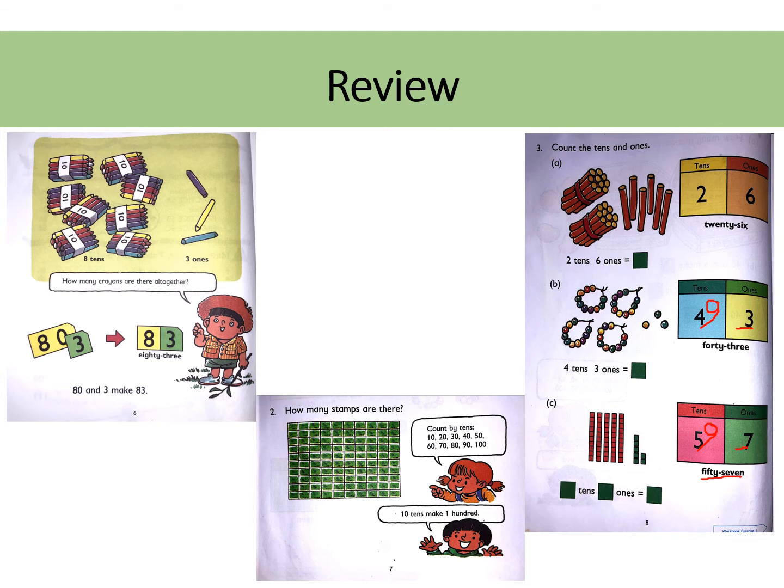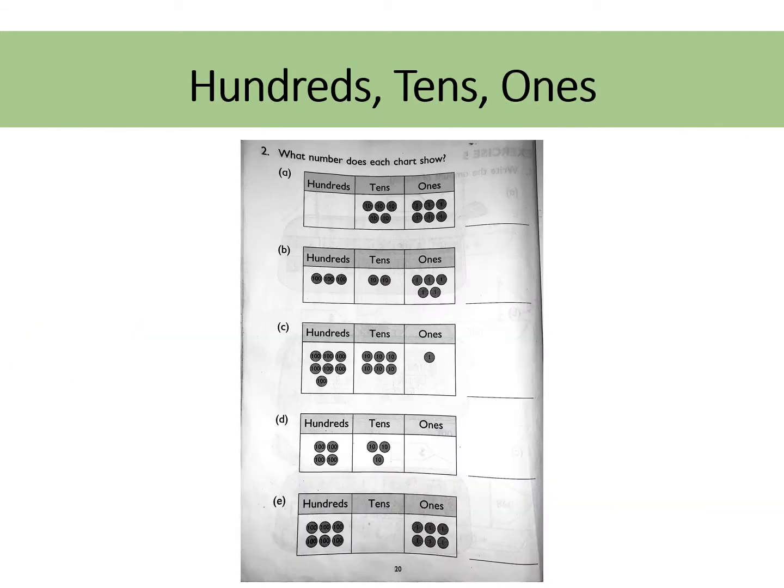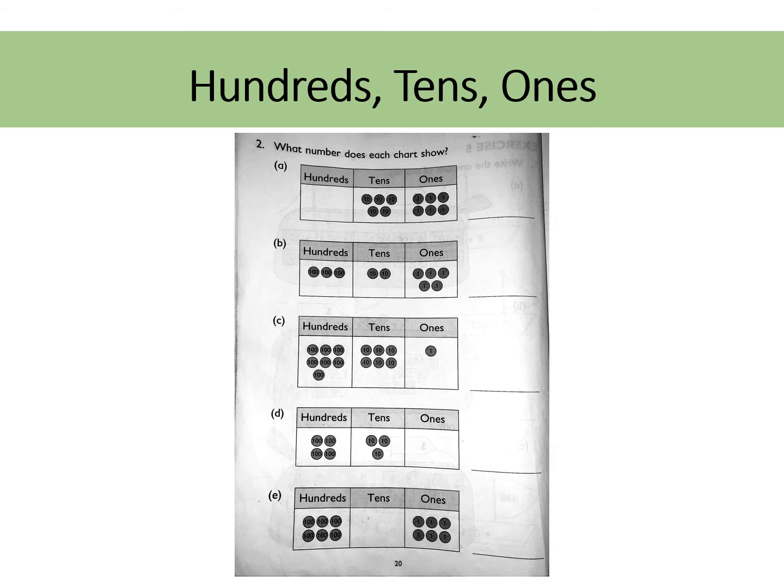There you go. Here we have page 20, and we're going to discuss this in class, okay? Here we have the table, hundreds, tens, and ones. So this is a review for the quiz again, but in the next slide, you will have the answers. Okay, so let's see. Here we have a table, and it says hundreds, tens, and ones.